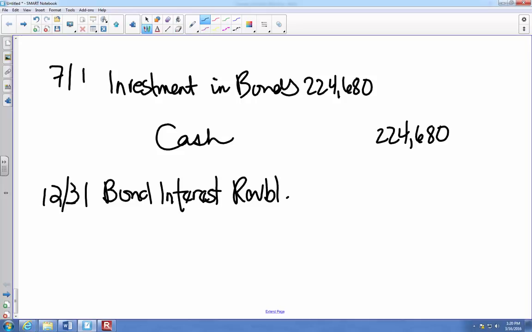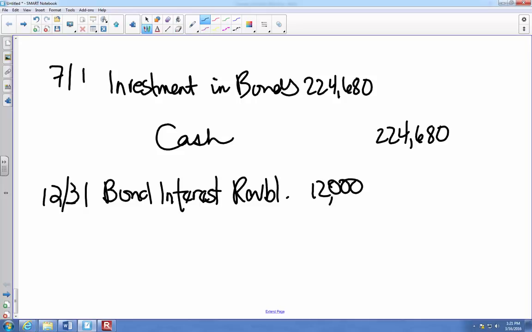$200,000 times 0.12 times 6/12. Did you guys all get 12,000? Now, everybody get 12 grand? Okay, so now tap into this because this gets a little confusing.